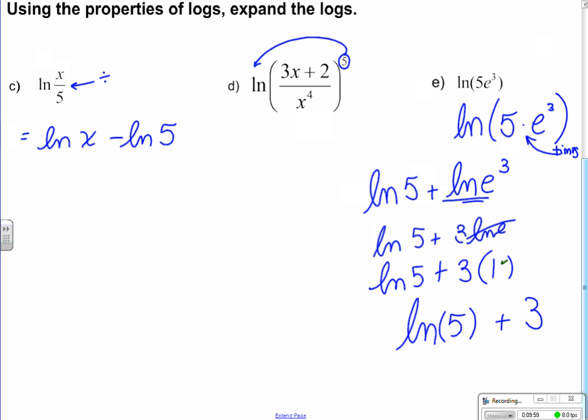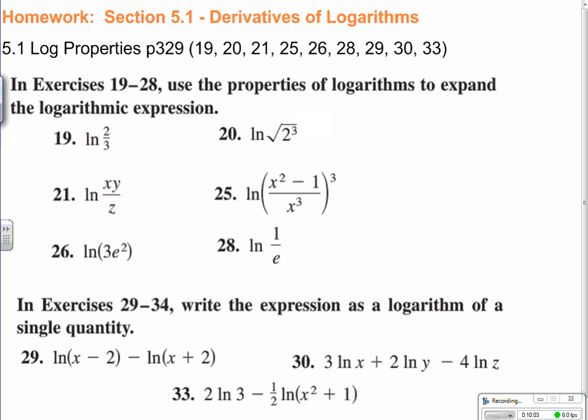plus a 3. Cool. So for homework, just work on the log properties, and we will not get into derivatives. It looks like I've got that saved for a different time. We'll do that as our homework for this evening, or watch the next video for the evening, and then we can work on that during class on Tuesday.